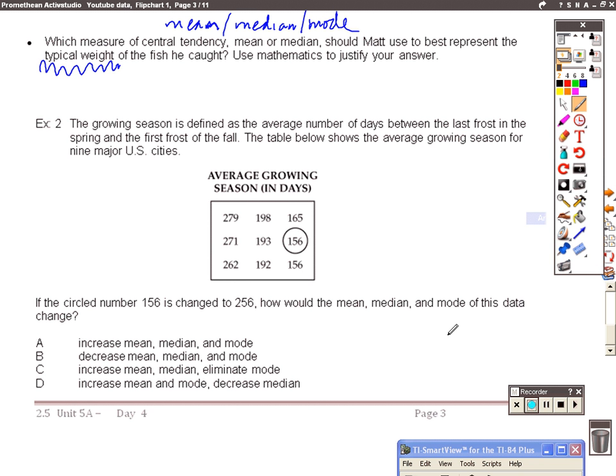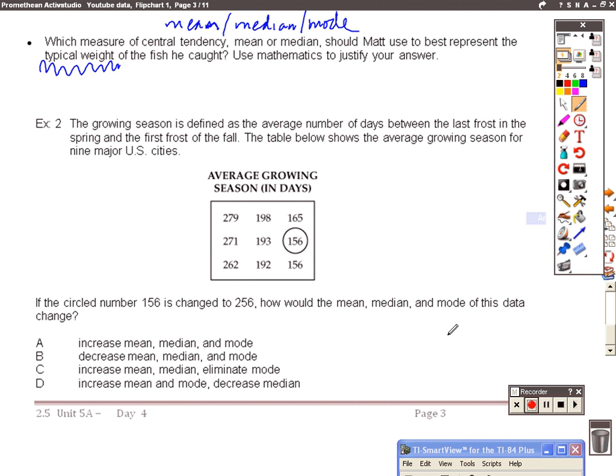Looking at example number 2, the growing season is defined as the average number of days between the last frost in the spring and the first frost in the fall. The table below shows the average growing season for 9 major cities. If the circled number 156 is changed to 256, how would the mean, median, and mode of this data change? Now, we don't really have to actually calculate the mean, median, and mode of this data twice.